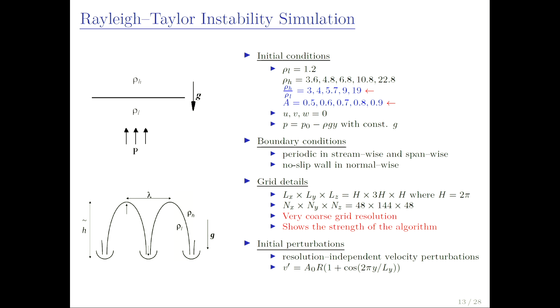I forgot to say some details. By the way, the aspect ratio is 3, and the 2 pi length is resolved by 48 grids, which is, even for an LES, really, really coarse. But if you look at the successful results, this coarse grid resolution doesn't really affect the performance of the algorithm. So it's a kind of measure for the strength of the algorithm. The grid is very coarse, but the results are fine, I think.